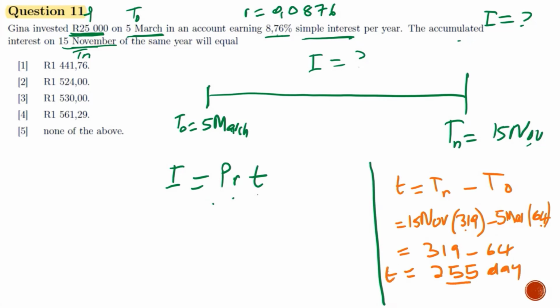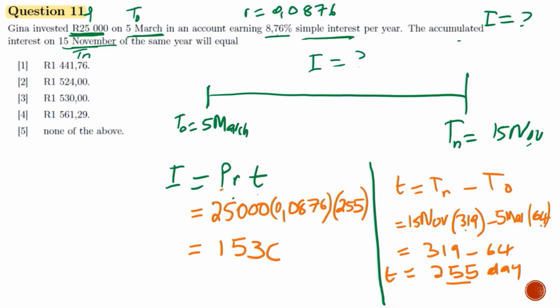Once you've got your T, you come into your formula sheet and say, I know my P is given as 25,000. My interest rate is 0.0876. And my time, I've just converted my time, is 255. So now the interest that I am looking for is 1,530.